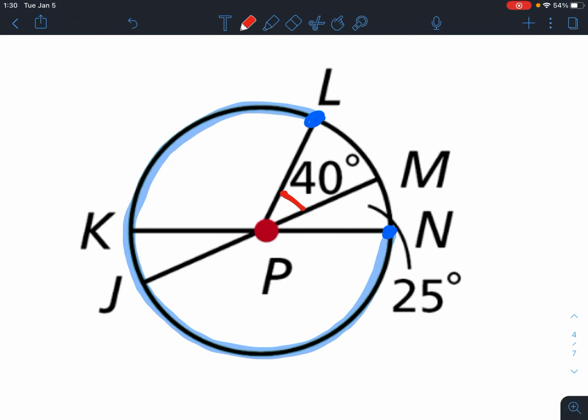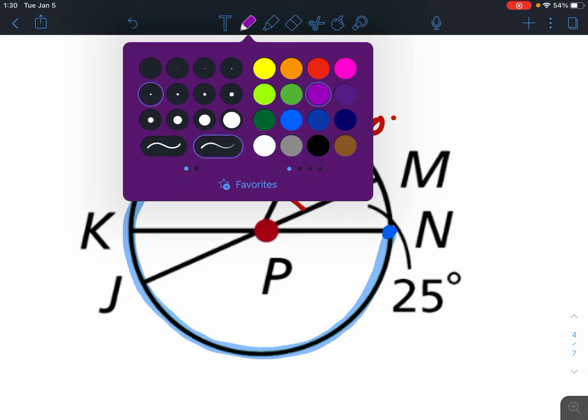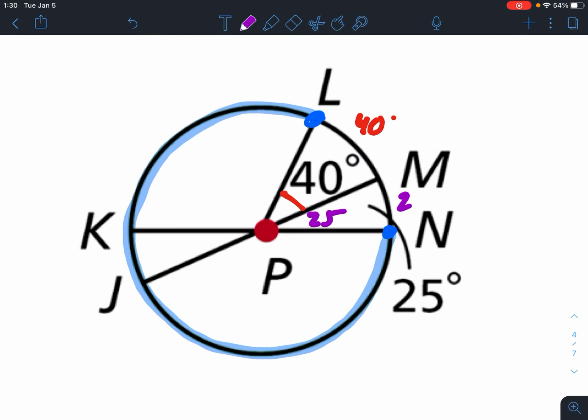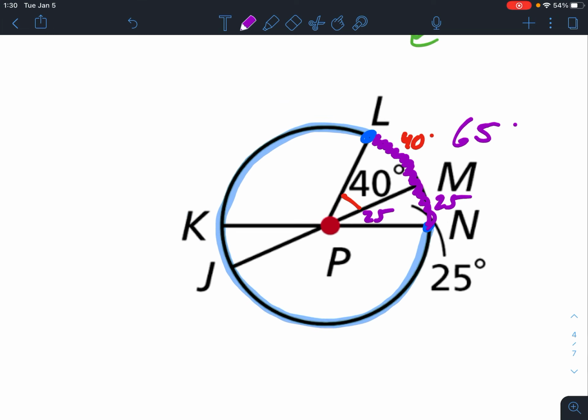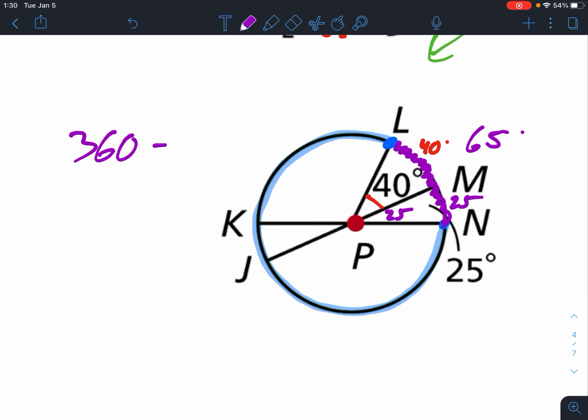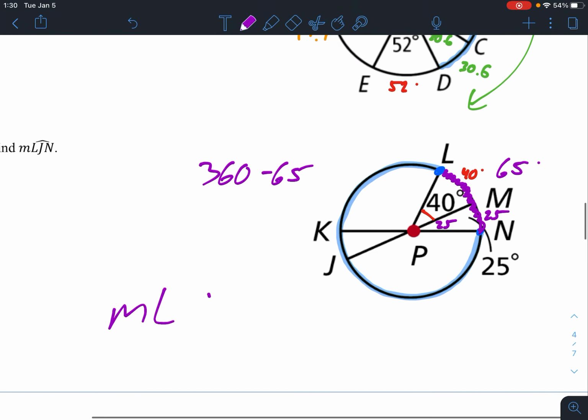I know this angle here is 40, which means this arc is 40. I know this angle here is 25, which means this arc is 25. So this purple arc here is 40 plus 25, 65 degrees. All right, once again, we know a full circle must be 360. So if the whole thing is 360 and the purple one is 65, all we've got to do is 360 minus 65. And that would give us the measure of arc LJN to be 295.